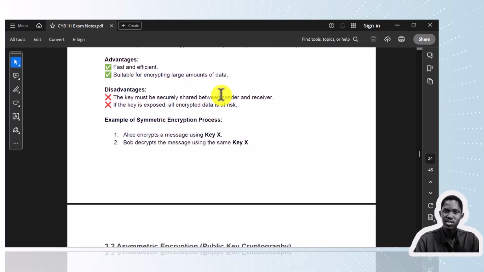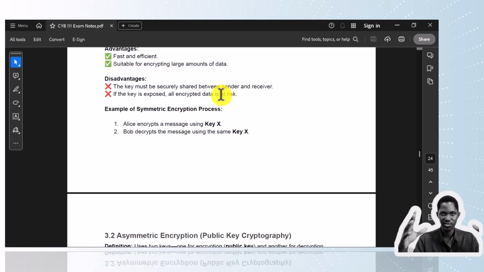Alice encrypts a message using key X and sends the message to Bob. So Alice and Bob want to communicate. The message that Alice wants to get across to Bob, Alice uses key X to encrypt that message, right? Then she sends the message to Bob. Then Bob uses the same key X to decrypt the message to get the content of that message.